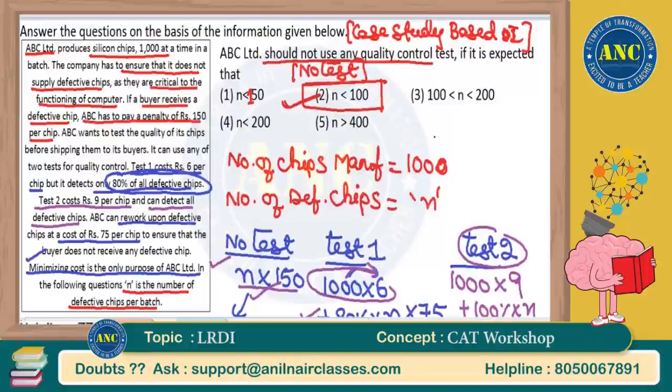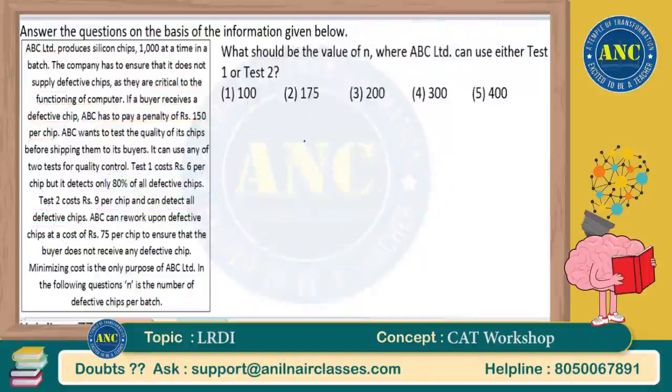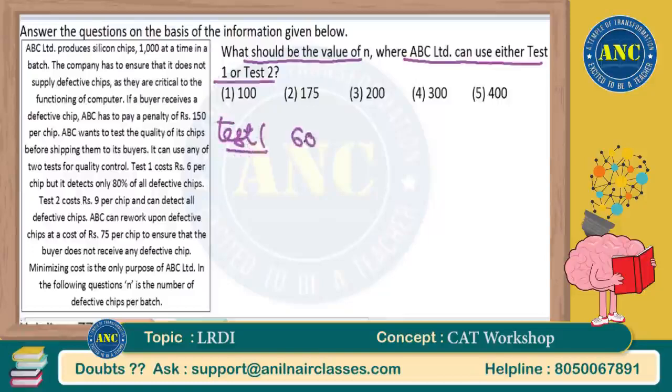Let me add the question, sir. See the next question. Let me first read the question. What should be the value of n such that ABC Limited can use either test 1 or test 2? Test 1, what is the answer we got? 6000 plus 90n. Test 2, what is the answer we got? Answer is 9000 plus 75n.